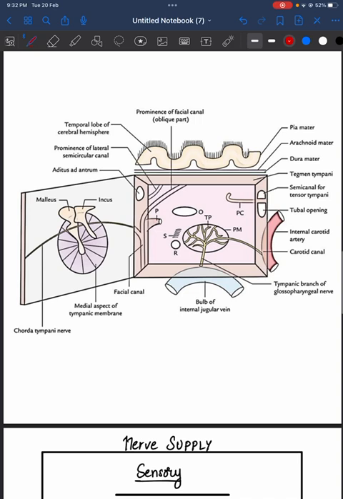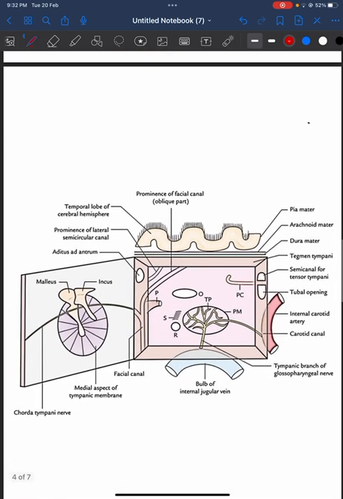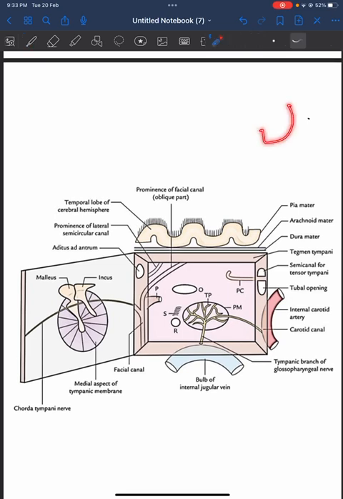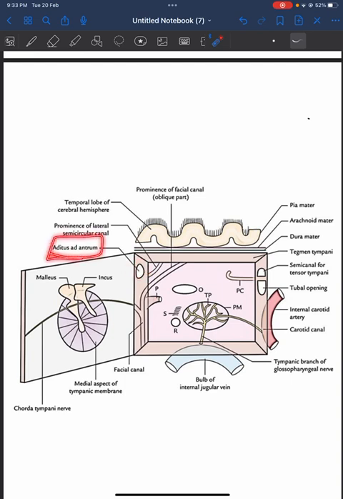Now I'll tell you the other thing: this posterior wall could also be known as the mastoid wall. Why? Because there's a characteristic feature. Remember, this mastoid part has air cells, which are air spaces. For the mastoid air cells, the opening where you can get into those air cells is known as the aditus ad antrum of the mastoid bone.